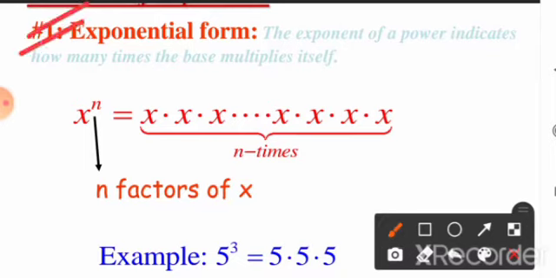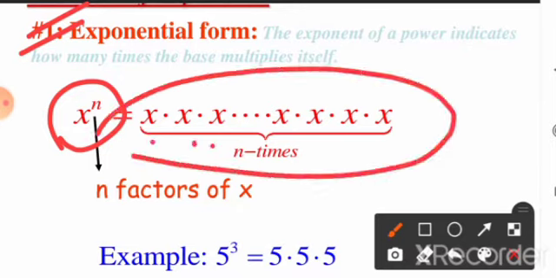The first formula is the exponential form. The exponent of a power indicates how many times the base multiplies itself, like x power n. So x multiplied n times, x into x into x into x. It means you have to multiply x by itself n times. So this is a way to represent the number x power n.